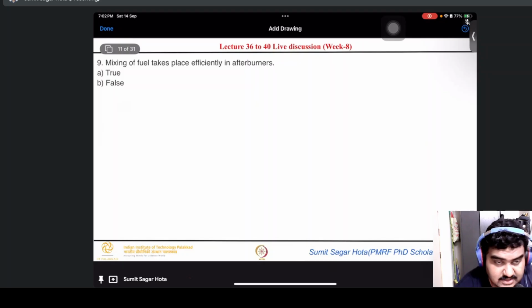Okay, so the mixing of the fuel takes place efficiently in the afterburner, true or false? In the afterburner there is no mixing happening. The mixing always happens in the combustor. It actually reuses whatever exhaust fuel there is. So mixing of the fuel always happens in the combustor. Okay, so it is a false statement.